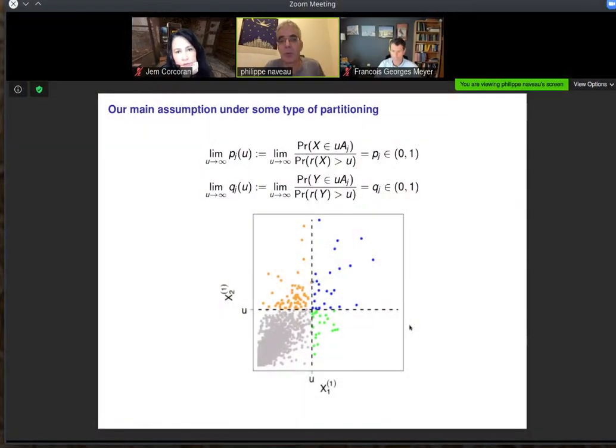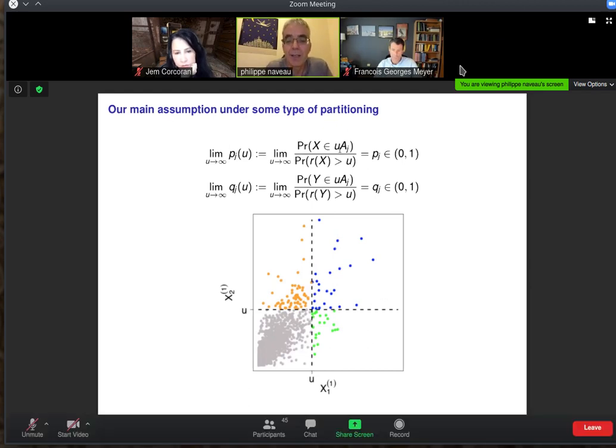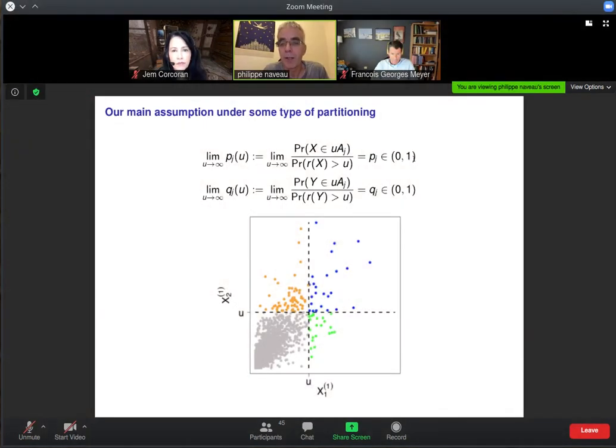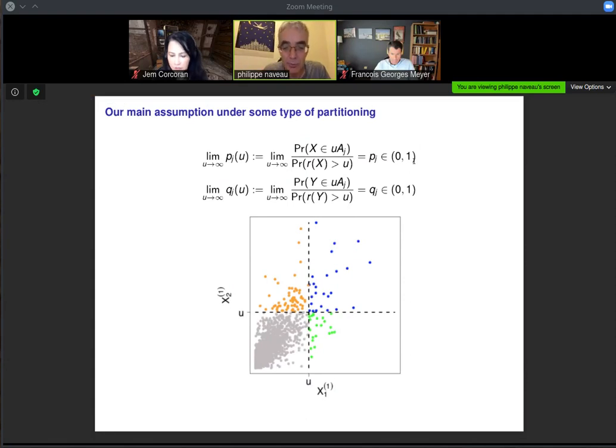Then I need to make a few assumptions, and the main one is this one. So what does it say here? It says that given that R of X is greater than U, for example, given we are looking at this region here, and if I look at the point here, for example, the orange point, the probability of this number of points divided by all of them is called Pj, and Pj has to be between 0 and 1. It cannot be 0, basically. That's a constraint. And because I have two samples to compare, X and Y, it's the same constraint for Y.